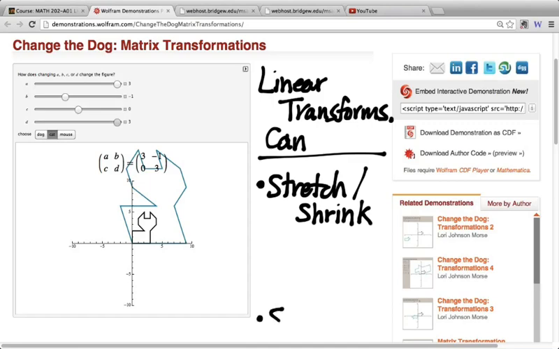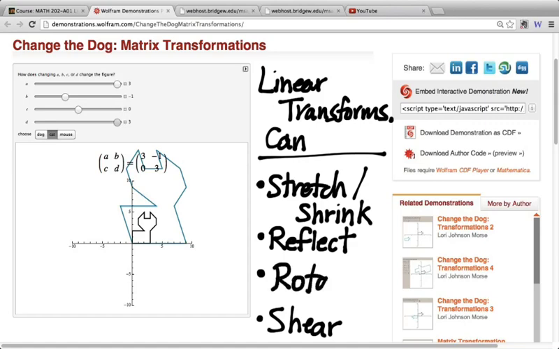It can shear, that action of turning a square into a parallelogram, just pushing it over to the side. Catherine also mentioned another thing that it can do. It can reflect. If we happen to be multiplying a vector by a negative scalar, then we're going to get a reflection in there. There's one other thing we haven't put on here yet, and that is that a linear transformation can also rotate.